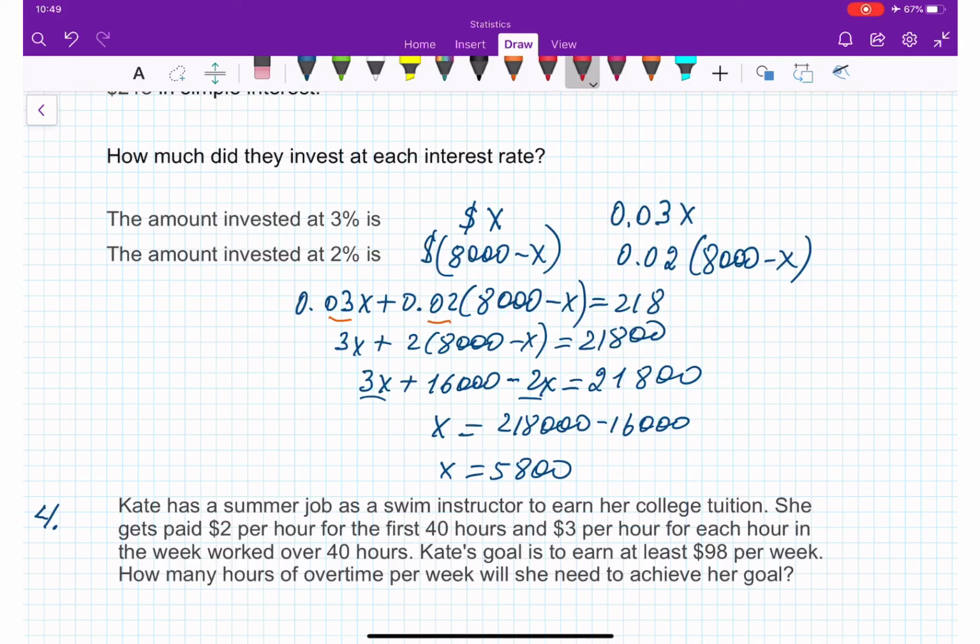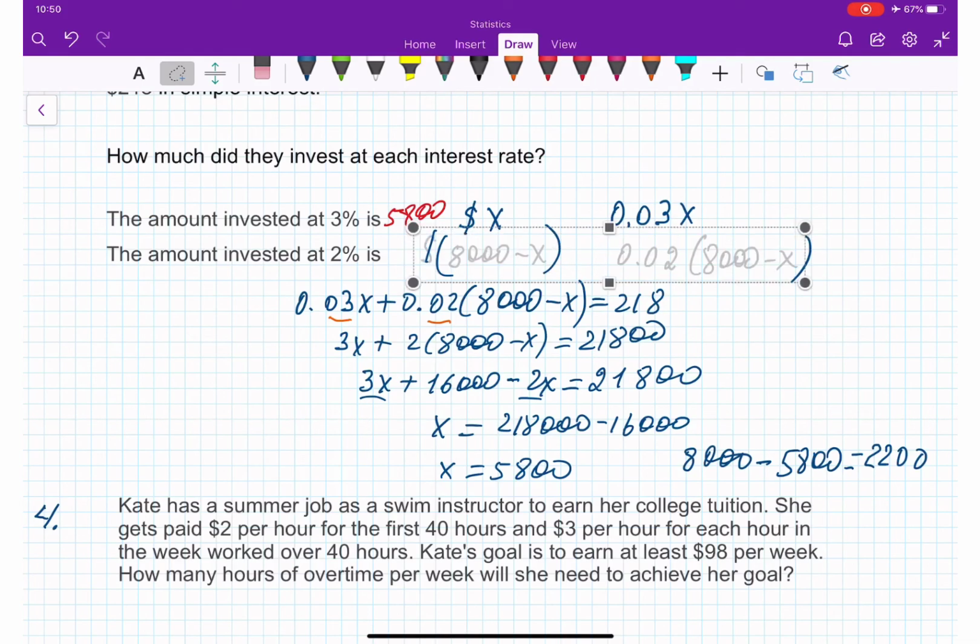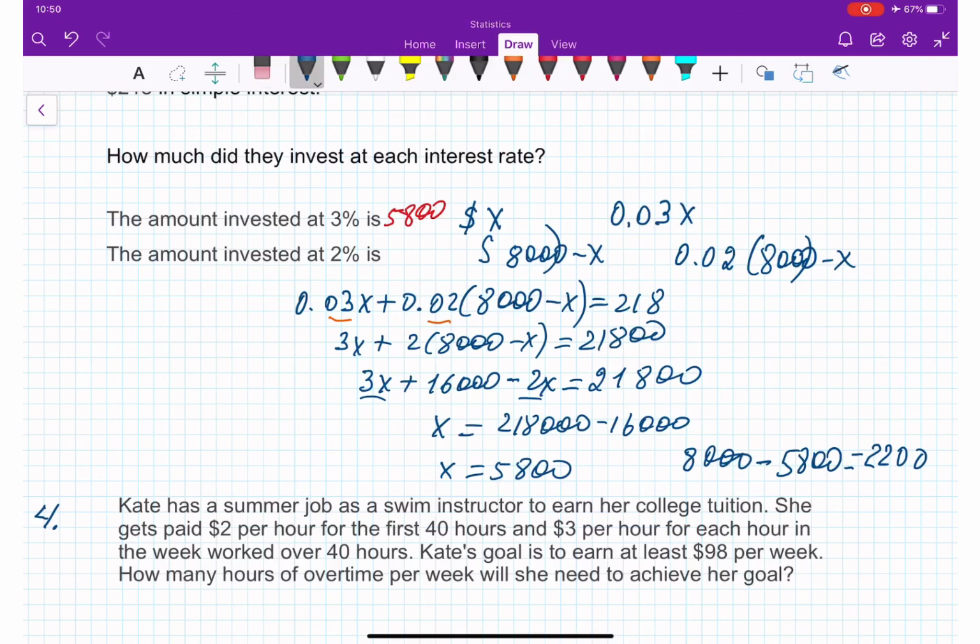So the dollar amount invested at 3% is going to be 5,800. And for 2%, it's going to be 8,000 minus 5,800, right? 8,000 minus 5,800, and it's going to be 2,200. So 2,200. Okay. All right.